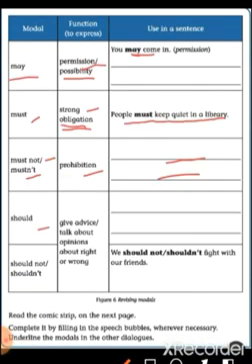Next, should. Should not, shouldn't. So both are used to give advice or talk about opinions about right or wrong. You have to write your own example sentence using should. Next example sentence: we should not or shouldn't fight with our friends.